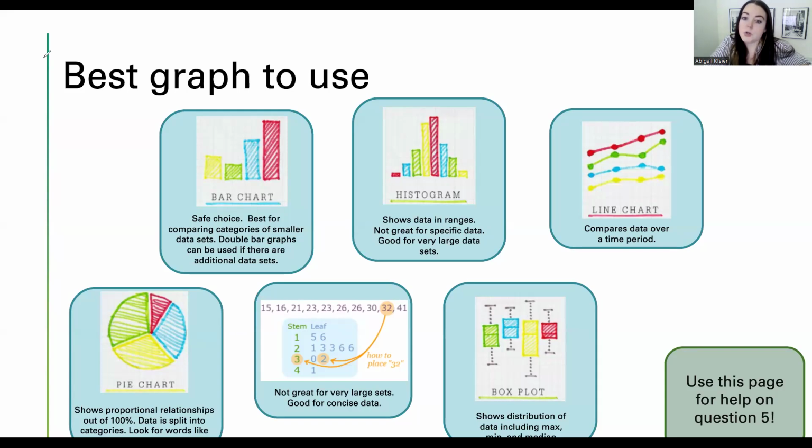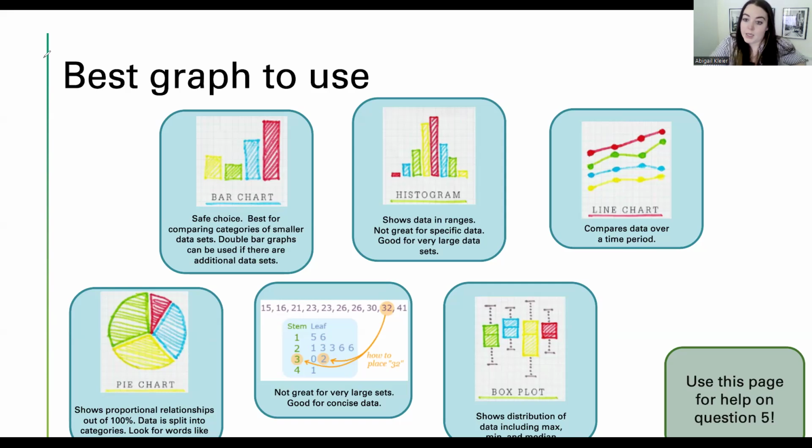A histogram shows your data in ranges, so it's not great for very specific data. It's great for large sets of data. So you're not going to be able to read specific pieces of data in a histogram. You are going to get ranges of your data. Another distinction between bar chart and histogram, even though they look similar: a bar chart is going to have all of the bars separated. With a histogram, all of those bars are going to be touching. So that is a way that you could see the difference between histogram and bar chart.